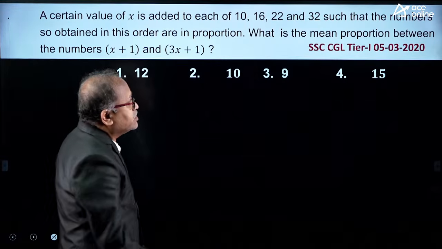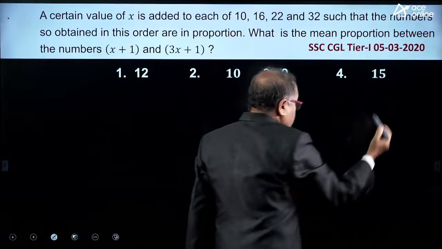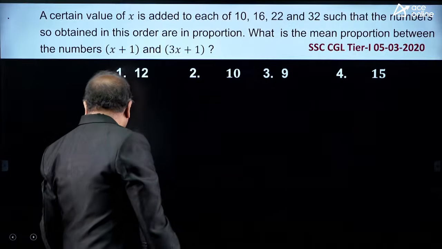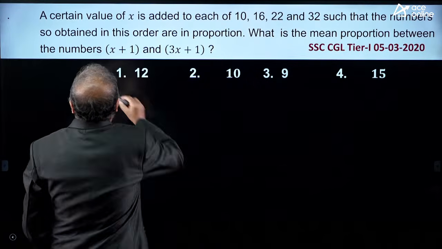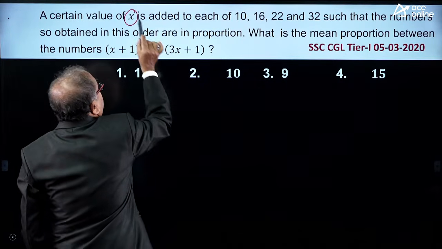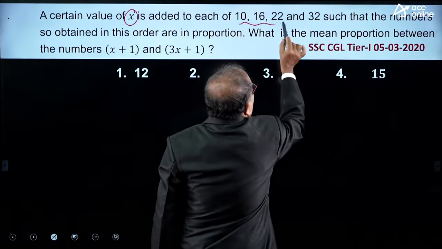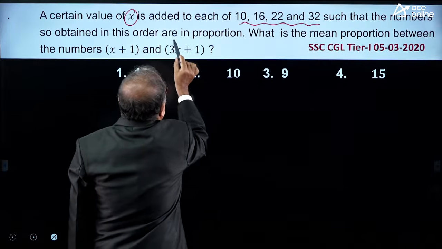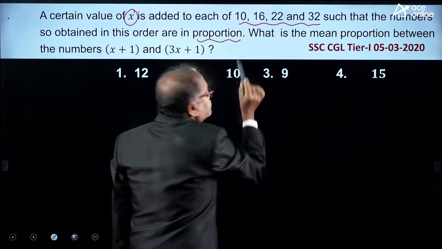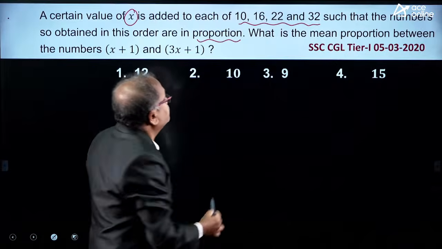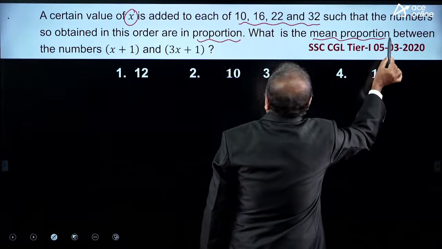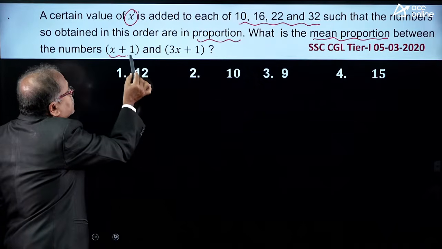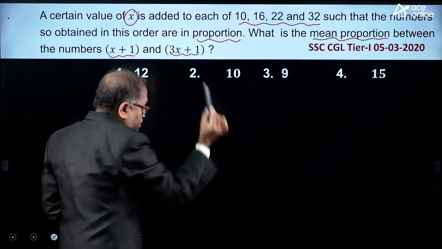I am moving on to the next question here, and the next question similar to this is this, and you can see that in SSC CGL Tier 1 2020, a similar type of question was there. First I will read out the question here. A certain value of x is added to each of these numbers such that the numbers so obtained in this order are in proportion, similar to the previous question. And what is the mean proportion between x plus 1 and 3x plus 1.